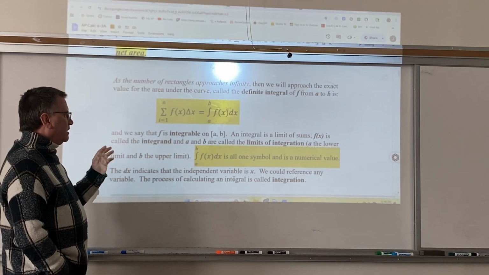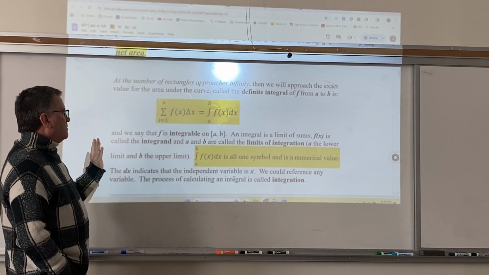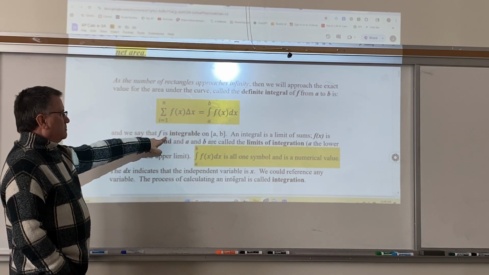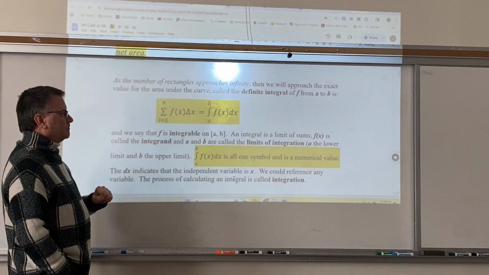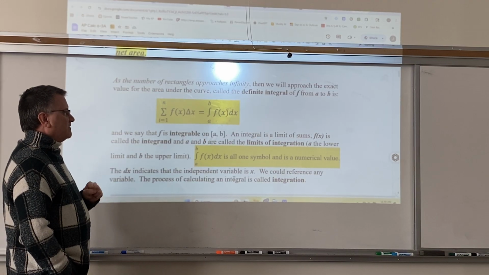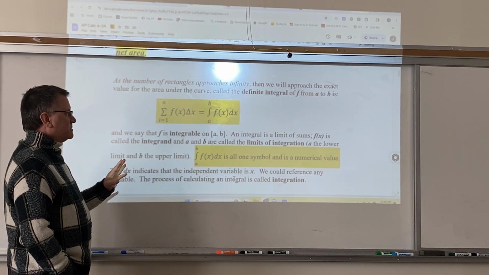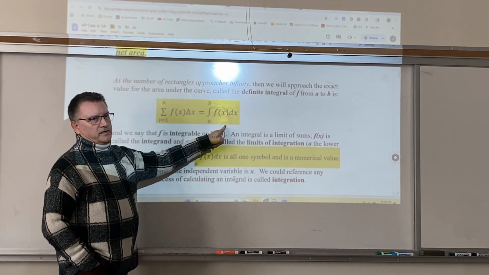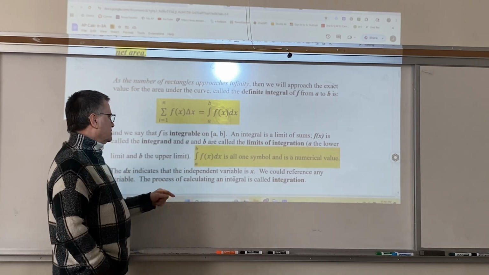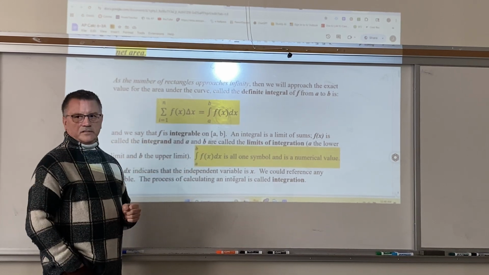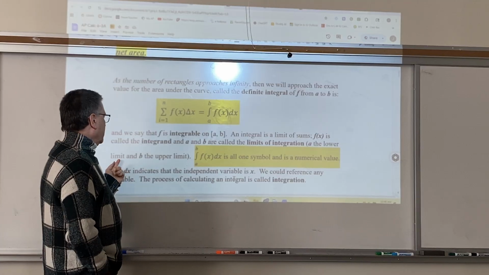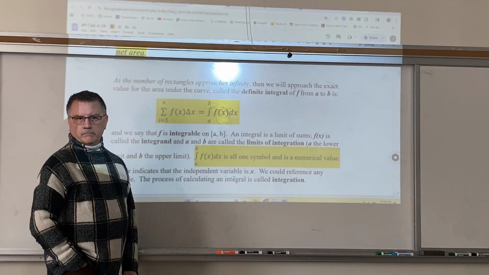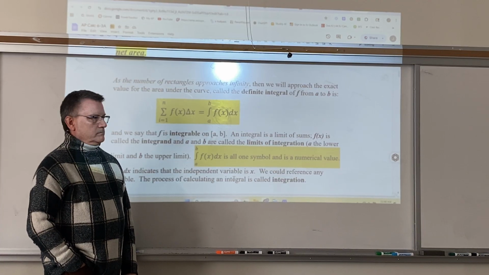Some terminology here, okay? We might say integrable. That just means I'm able to take the integral. An integral is a limit of sums. F of x is called the integrand. Big deal. It's probably the only time you see this word. And A and B are called the limits of integration. This is important. A is the lower limit, B is the upper limit. So that means I'm going from this to this. Okay, from left to right.